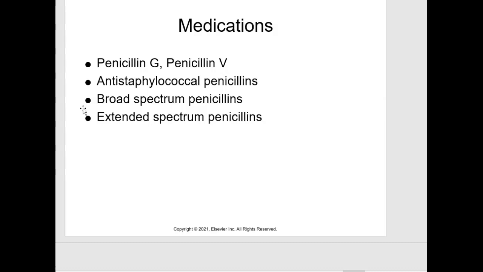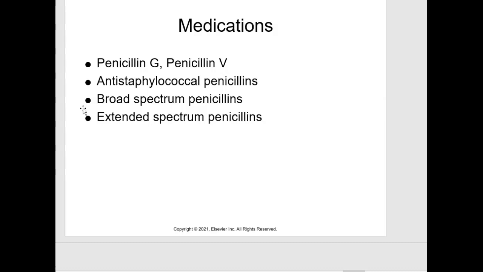Broad spectrum penicillins, aminopenicillins. We have 2 broad spectrum penicillins. So if you were to be asked, what's the difference between penicillin G and ampicillin? One of the first things you could say is that penicillin G is narrow therapeutic spectrum, and ampicillin is a broad spectrum penicillin. Our two broad spectrum penicillins are ampicillin and amoxicillin.